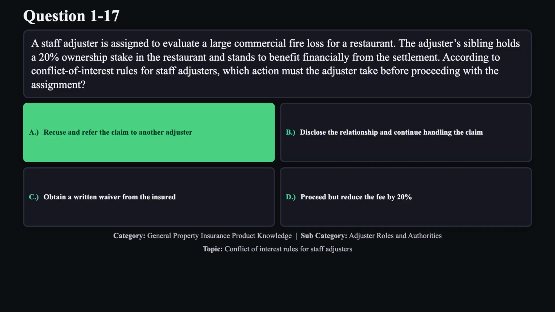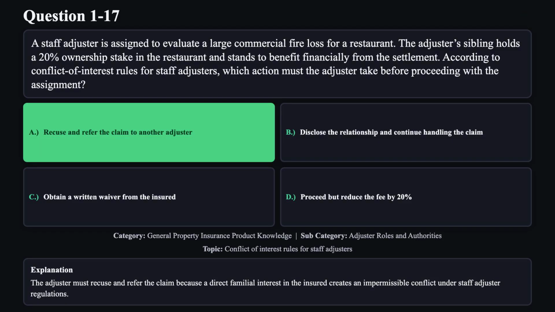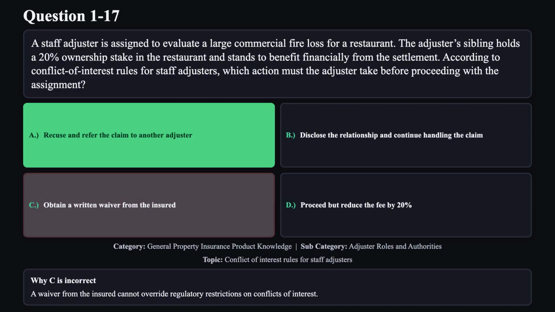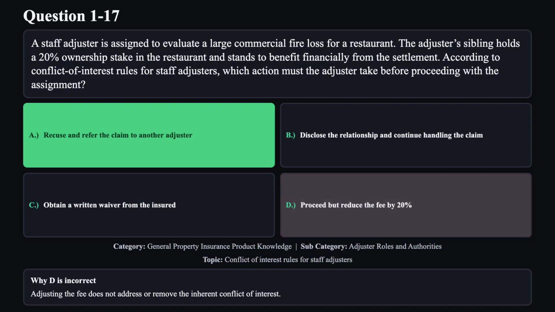The correct answer is A. The adjuster must recuse and refer the claim because a direct familial interest in the insured creates an impermissible conflict under staff adjuster regulations. Reason B is not correct. Disclosure alone does not eliminate the conflict created by a close family member's ownership interest. Reason C is not correct. A waiver from the insured cannot override regulatory restrictions on conflicts of interest. Reason D is not correct. Adjusting the fee does not address or remove the inherent conflict of interest.